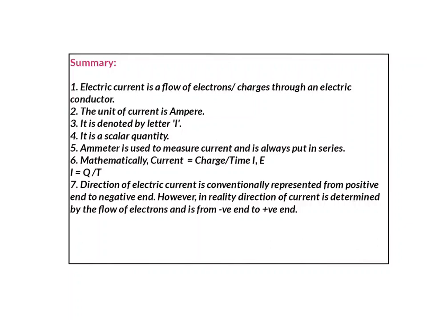Now the summary part. We have already discussed that electric current is the flow of electrons or charges through an electric conductor or electric circuit. But again, this flow must be orderly flow. They must flow in a particular or single direction to generate tangible electric current. The unit of electric current is ampere, or as we said, it is also called coulomb per second. Electric current is denoted by I.